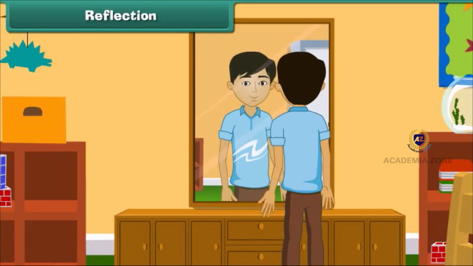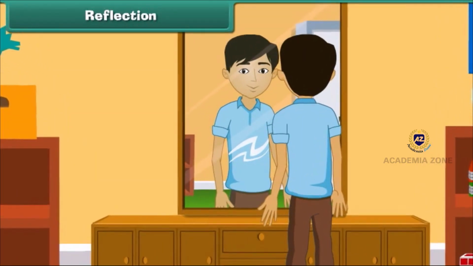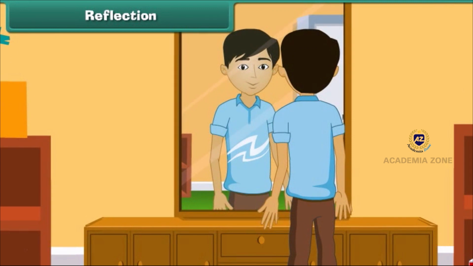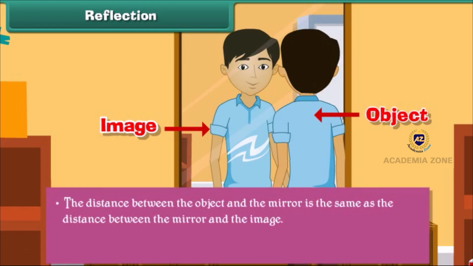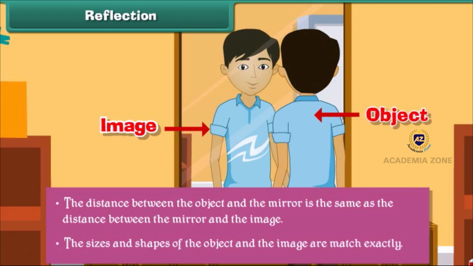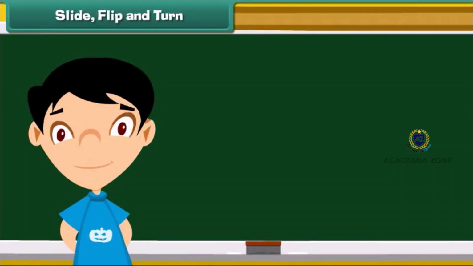Reflection. When you position yourself in front of a mirror, what you see in the mirror is your reflection. You are the object and the reflection is the image. Here are some interesting facts about reflections. The distance between the object and the mirror is the same as the distance between the mirror and the image. The sizes and shapes of the object and the image are matched exactly.